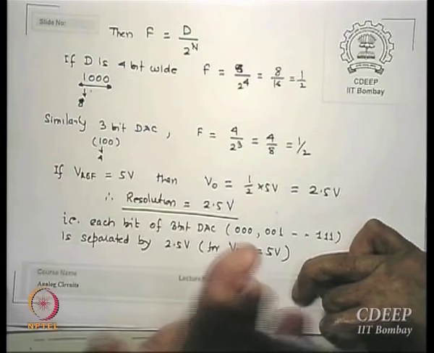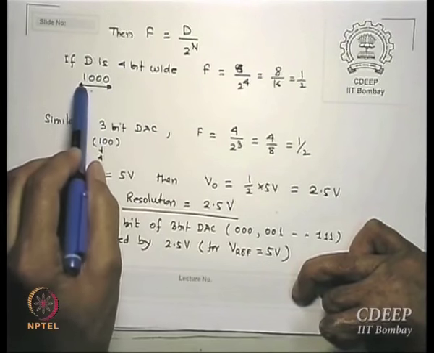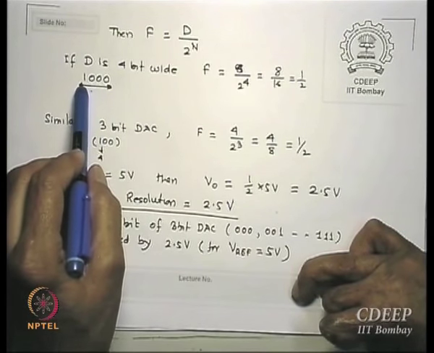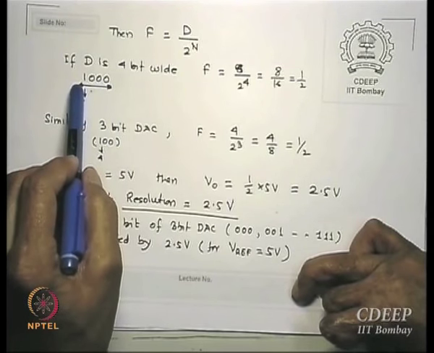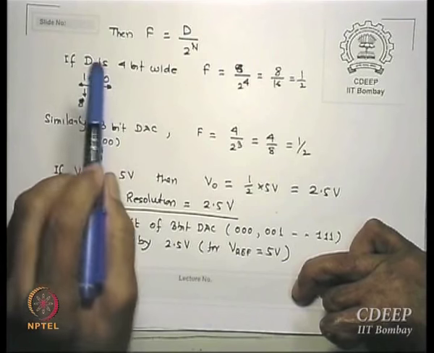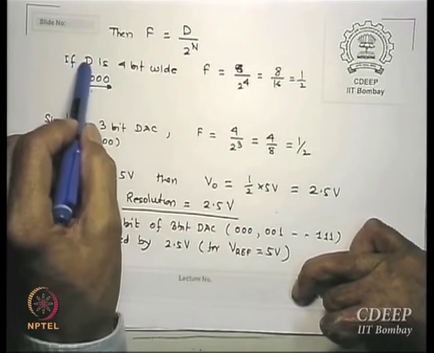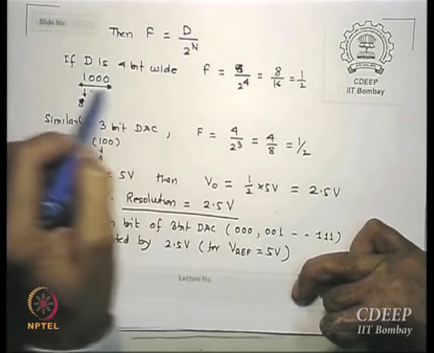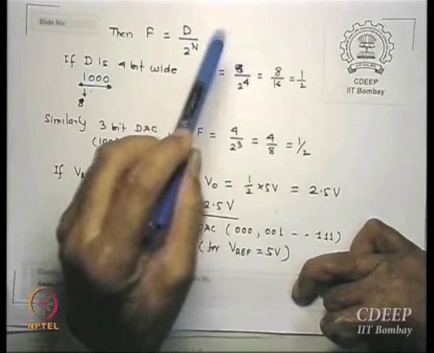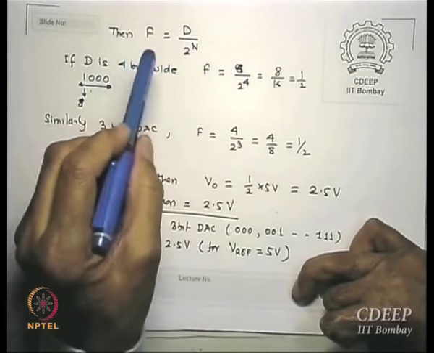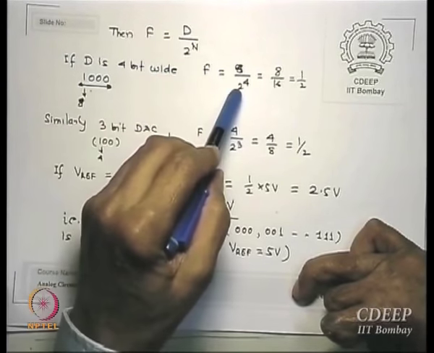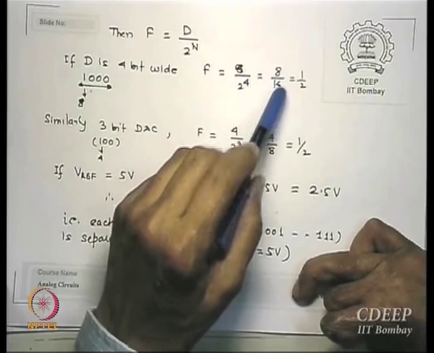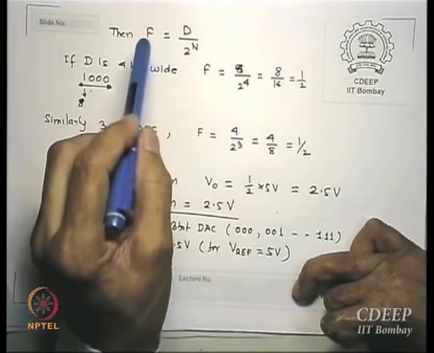1001, 1011, 1101 and 1111. These are 4 possible numbers. Smallest among them is 1000. So what is this 1000 essentially in decimal? 8. So we define the weight of D as whatever is the smallest number, 8, divided by 2 to the power 4, because n bit, n is 4, so 2 to the power 4, 8 by 16 is called the fraction which we are looking for.